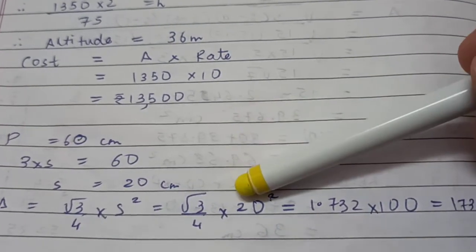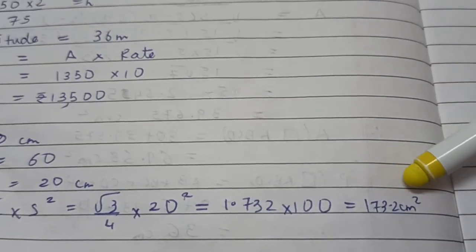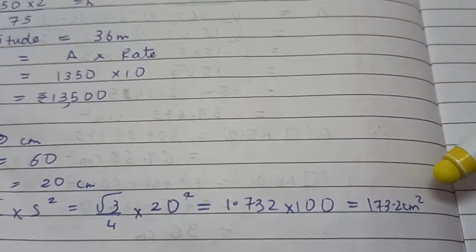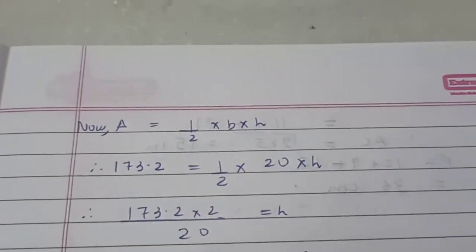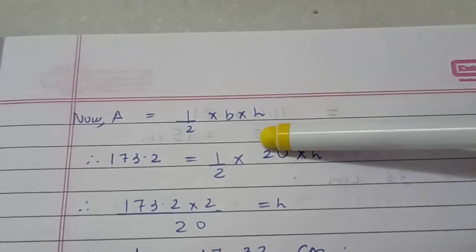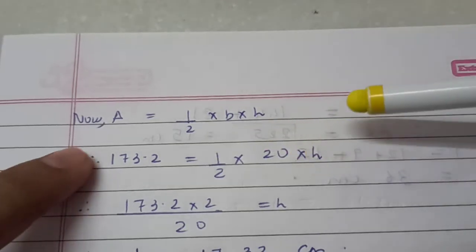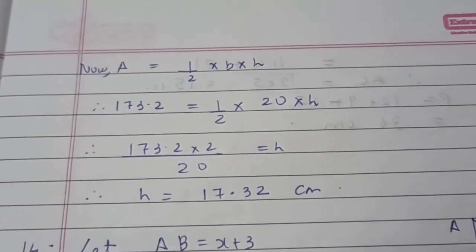And root 3 value is known to us, it's 1.732. So we get the answer as 173.2 centimeter squared. Now to find the height, we will use the other formula of area, half into base into height. Base is any one side, which is 20. Area we have found out, so we can find the height, that is the altitude, which is 17.32 centimeters.